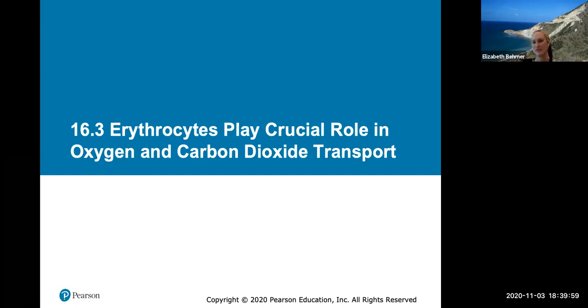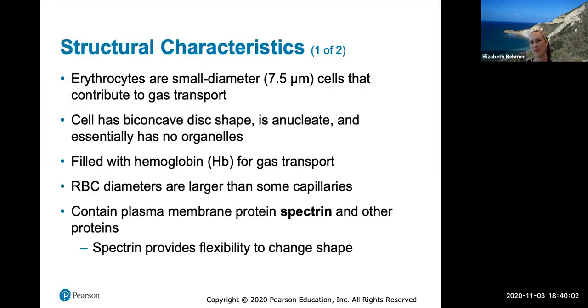All right, so erythrocytes and how they transport oxygen and carbon dioxide. These have a small diameter, so they're extremely small cells. They have a biconcave disc shape. They are anucleate, no nucleus, no other organelles. All they have is this HB protein molecule, this hemoglobin protein that is designed for gas transport. Red blood cell diameters are larger than some capillaries, so they're able to squeeze through some of those capillary blood vessels.